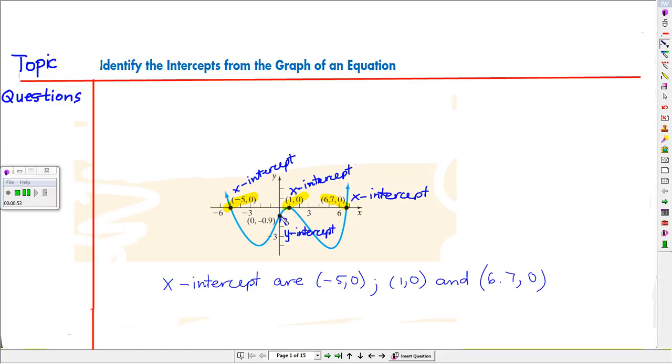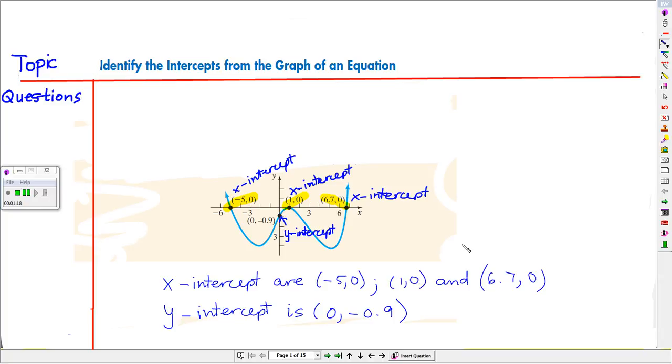Now the graph also crossed the y-axis 1 time, so at this point we call it the y-intercept. So in this case we have one y-intercept. So the y-intercept is the point (0, -0.9).